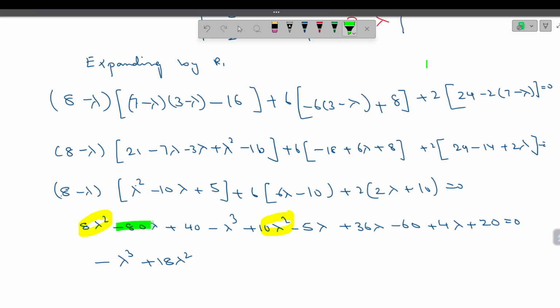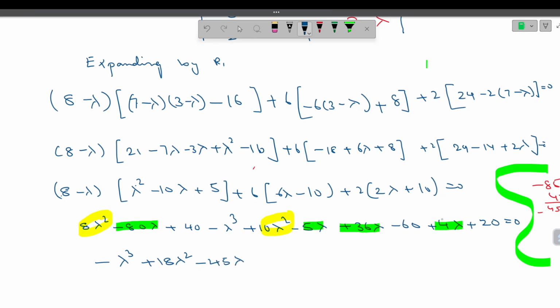Now for lambda terms: minus 80 lambda, minus 5 lambda, plus 36 lambda, plus 4 lambda. So minus 80 minus 5 is minus 85, and 36 plus 4 is 40, so 45 with minus sign, so minus 45 lambda. Now the constants: minus 60 plus 20 plus 40. 40 plus 20 is 60, and 60 minus 60 is gone.